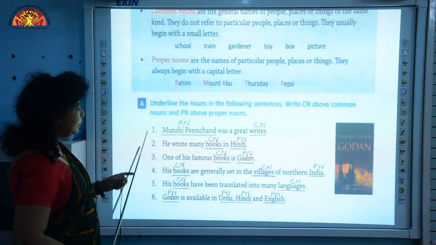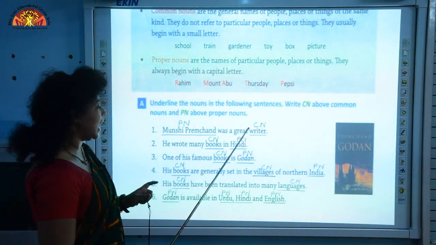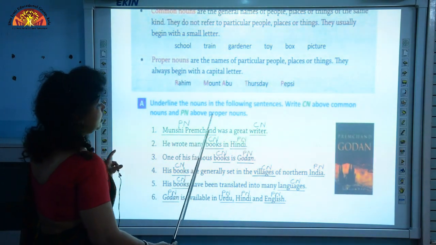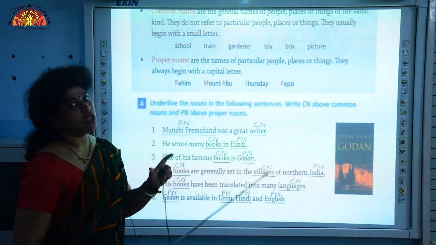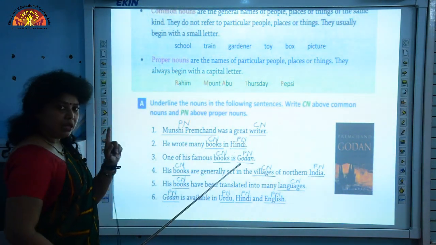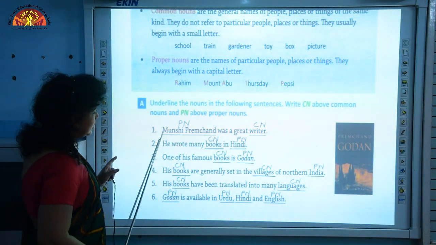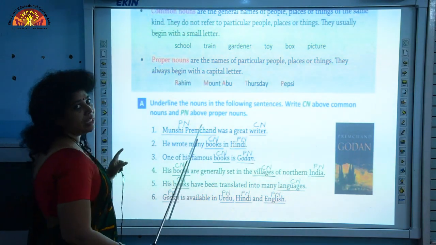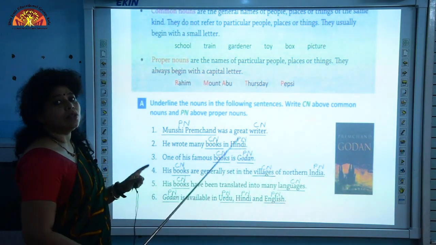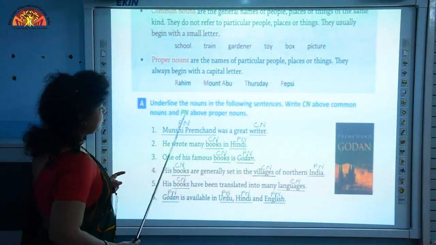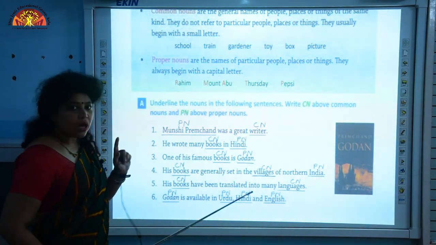Let's take question number 1. Munshi Premchand was a great writer. I repeat, Munshi Premchand was a great writer. First we will underline the naming words or the nouns. Which are the naming words in this sentence? One is Munshi Premchand, the name of a person, and writer is also a name of a person. So we will underline Munshi Premchand and writer; these are the nouns in the sentence.